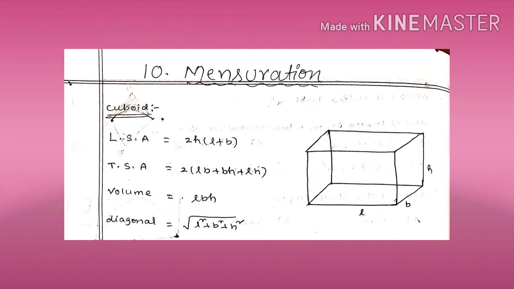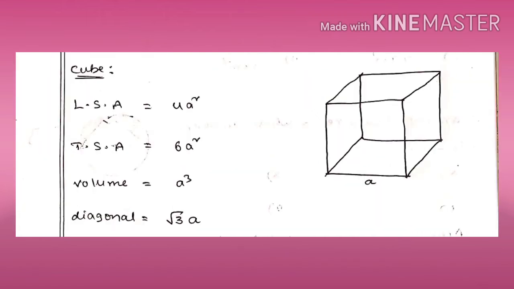Well, let's go for the next object in the slide. Cube. LSA, lateral surface area of a cube is equal to 4a square. Total surface area of a cube is equal to 6a square. And volume is equal to a cube. And diagonal of a cube is equal to root 3 into a. So the formulas are 4a square, 6a square, a cube, and diagonal root 3 into a. Well, let's go for the next slide and next object.